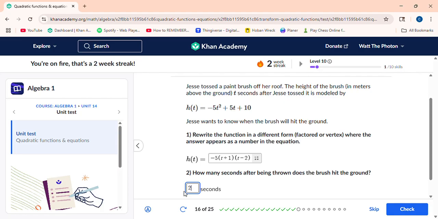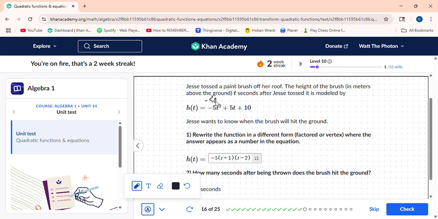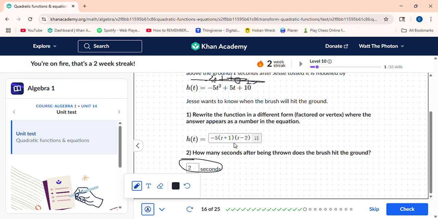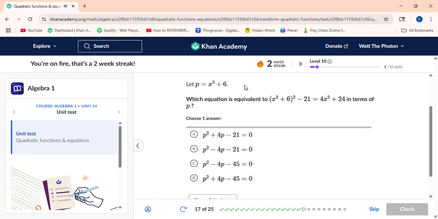If we put 2 in there, we get 4, negative 20, plus 10, plus 10. Yeah, I just did my math wrong before. It is 2. We put 2 in here, we get 0. Let's PV this. What equation is this in terms of P? I don't know.